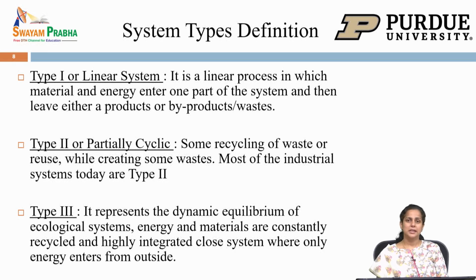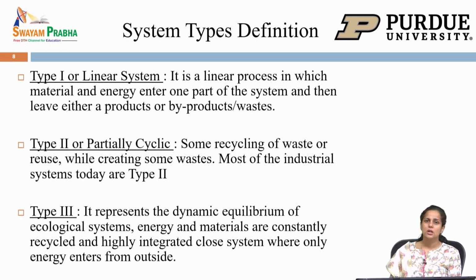The second one is type 2, or partially cyclic. Here some of the waste is being recycled or reused while creating another kind of waste. Most of the industrial systems today fall into this type 2. Most industrial systems independently are recycling some form of wastewater, some form of waste heat, or they are also recycling some of their co-products into different products. For example, paper waste might be going into the cardboard industry. There might be some carbon waste going as a filler into the building industry, and so on.